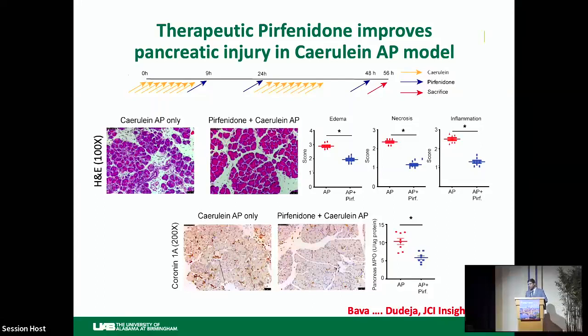There is also a reduction in all the scores, including the edema, necrosis, and inflammatory scores. The immune infiltration within the pancreas also shows a drastic reduction in the pirfenidone treated group, as seen by coronin staining, which is a pan-immune marker. And the pancreatic neutrophil infiltration, as evaluated by the pancreatic MPO levels, also shows a drastic reduction.